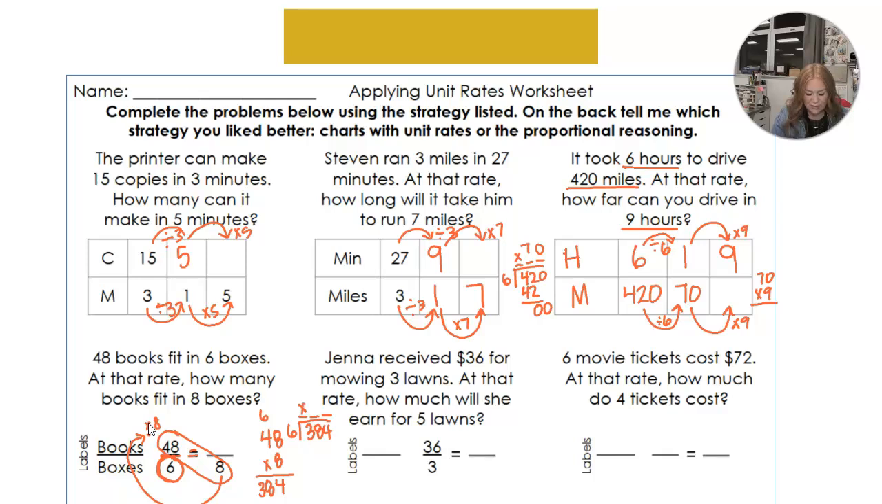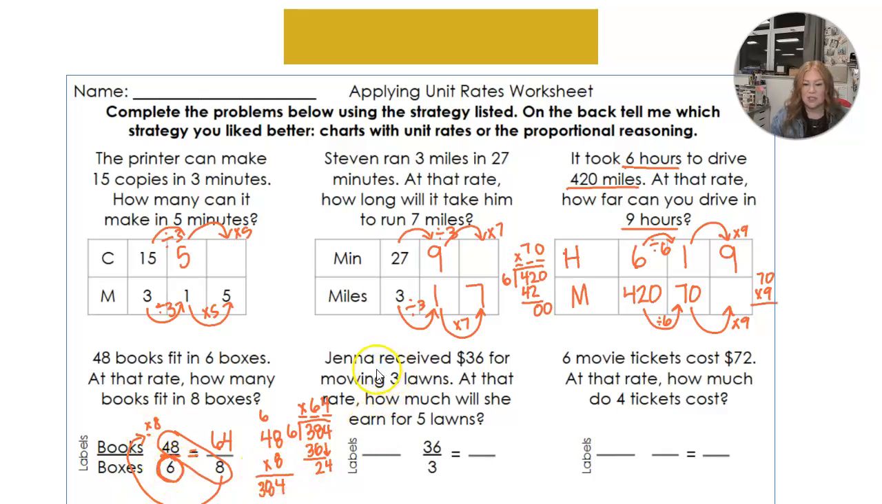So 6 can't go into 3, but it goes into 38 6 times, which is 36. 2's left over, bring down the 4. So 6 goes into 24 4 times. So our answer is 64. So in every box, they're fitting 8 books. So if they have 8 boxes, 8 times 8 is 64. So we're just crisscross timesing, right? We're bringing this over here and then dividing.